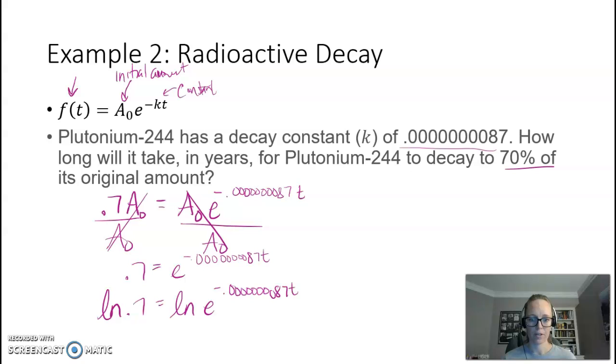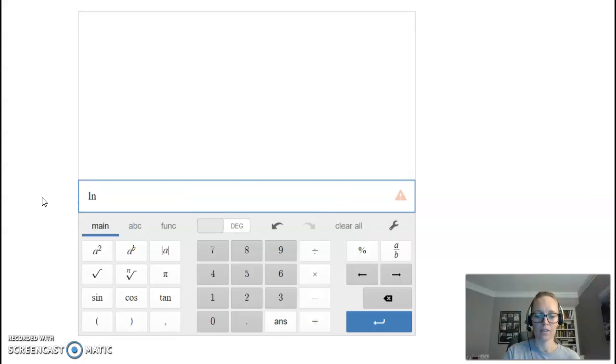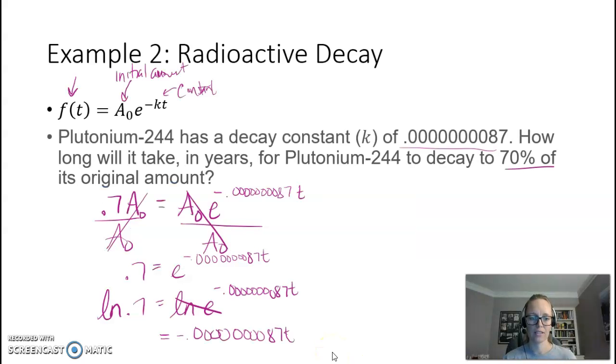I really tried to look for a problem that didn't have so many zeros in it, but I was having trouble finding one. The natural log and the e cancel each other out, and so I'm just left with negative 0.000. You get the idea. And then natural log of 0.7, I'm going to hop on over to a calculator to solve that. So natural log of 0.7 is going to give me negative 0.3566. Negative 0.3566. And then I'm going to divide both sides by this constant here.